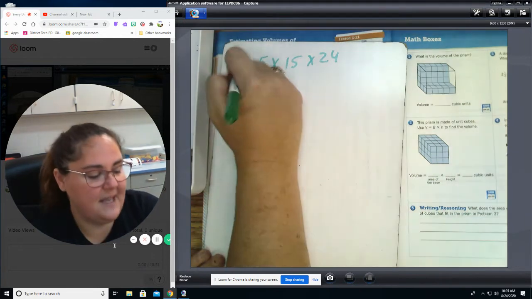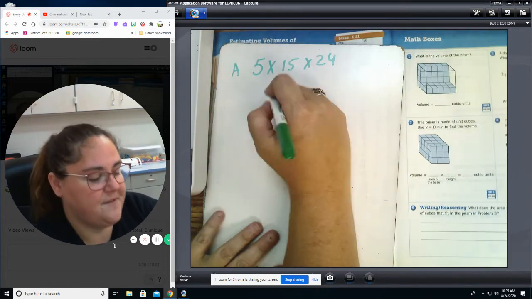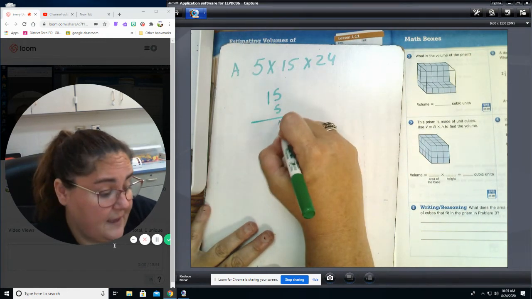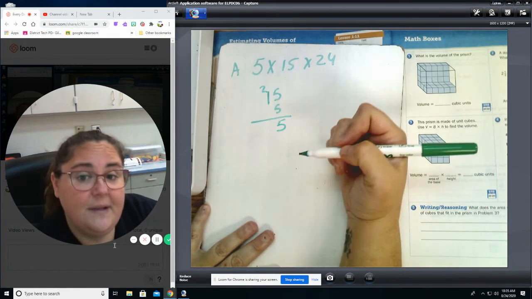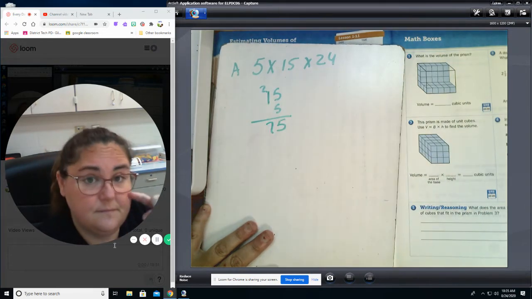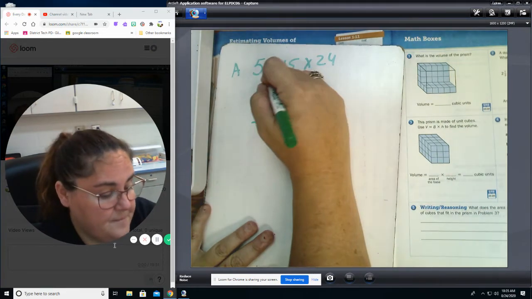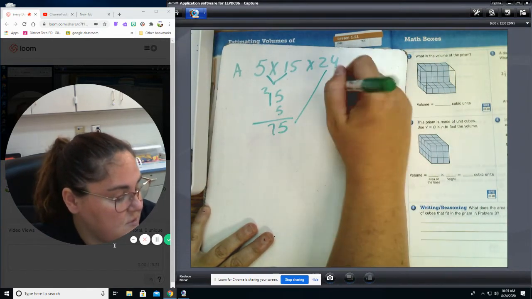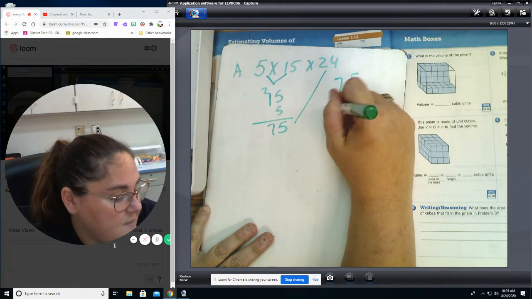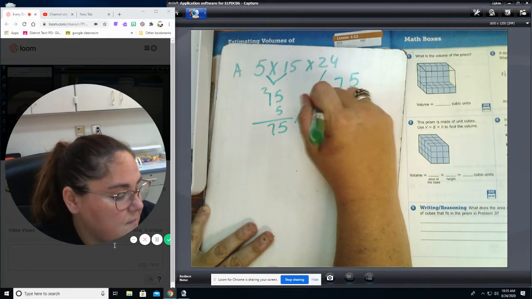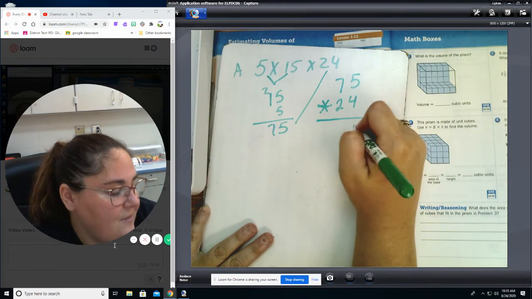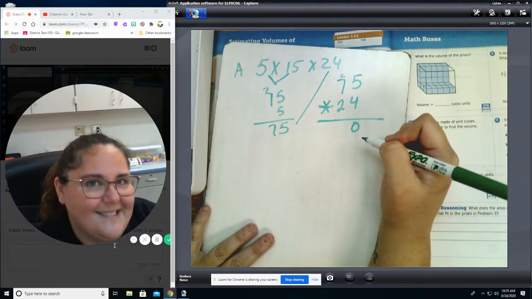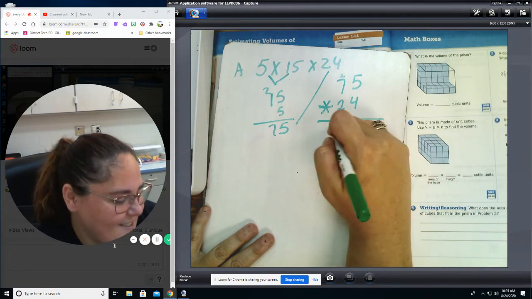So this is all box A. 5 times 15. So I'm going to write my 15. Multiply by 5. 5 times 5 is 25. 5 times 1 is 5, plus 2 is 7. So those two matched. Now I'm going to multiply that times this. So 75 times 24. 4 times 5 is 20. Carry my 2. 4 times 7 is 28, plus 2 is 30.